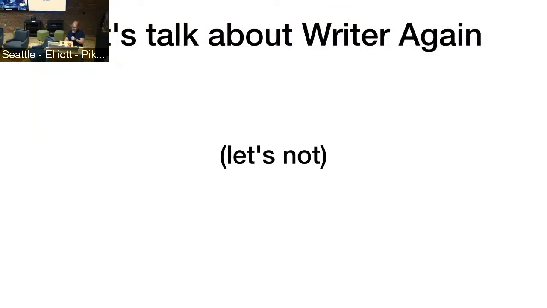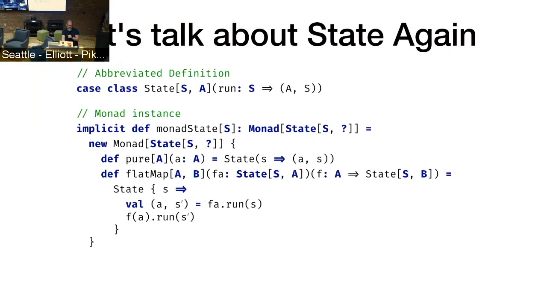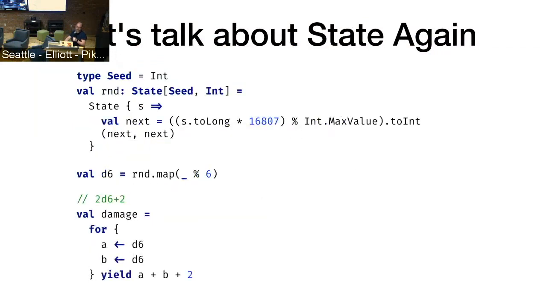Let's not talk about writer. I have to explain monoids before we can talk about writer, so I'm going to skip that one. Now let's talk about state. This is the last one. I am going to skip the implementation because we're running short on time.